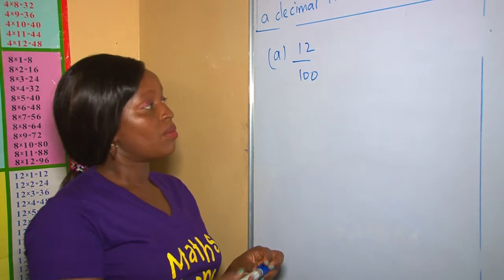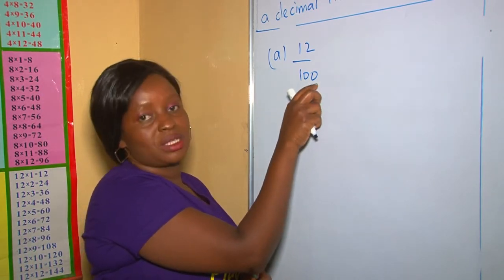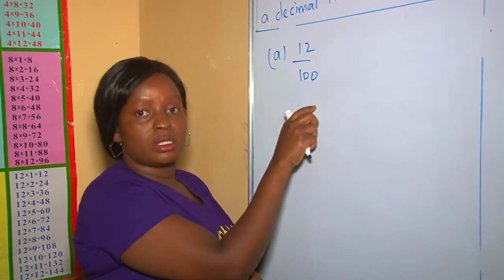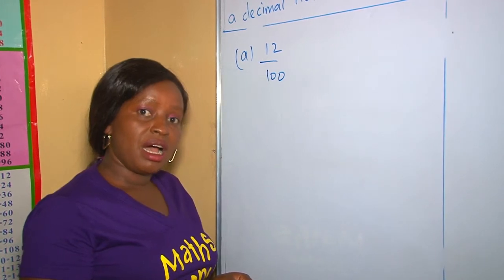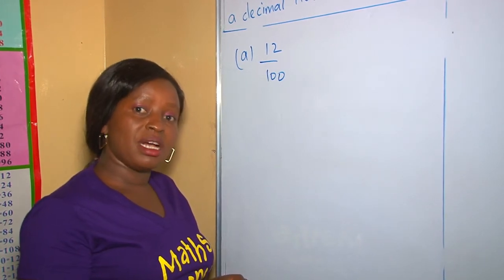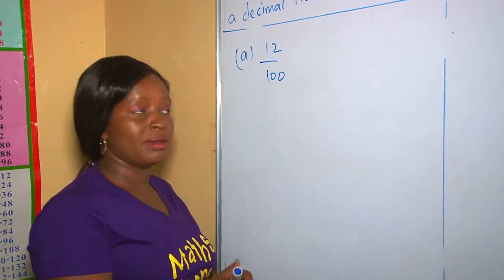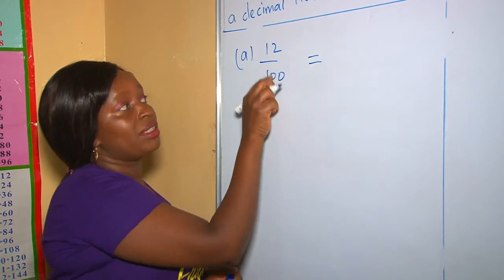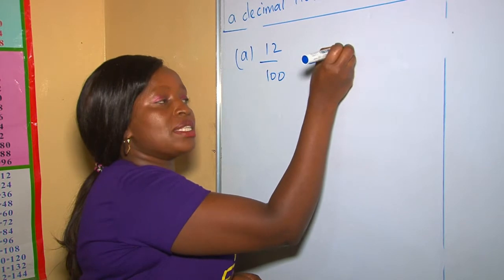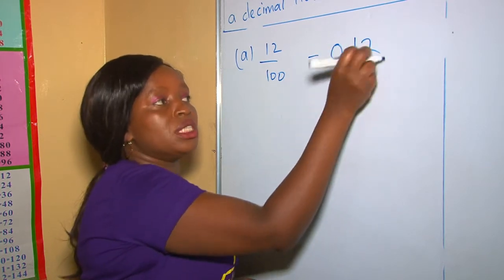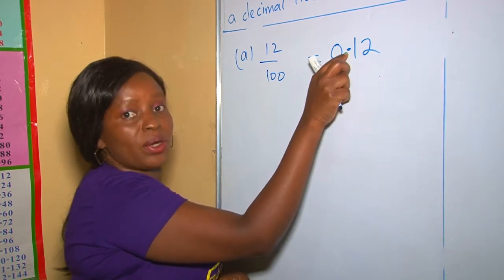The trick is, when you look at the denominator here, there are two zeros. The moment you see the two zeros, this should draw your attention that after the decimal point, there must be two digits on the right. What do I mean? I mean that 12 over 100, these two zeros, it means that after the decimal place here, there must be two digits on my right. That is after the decimal point.